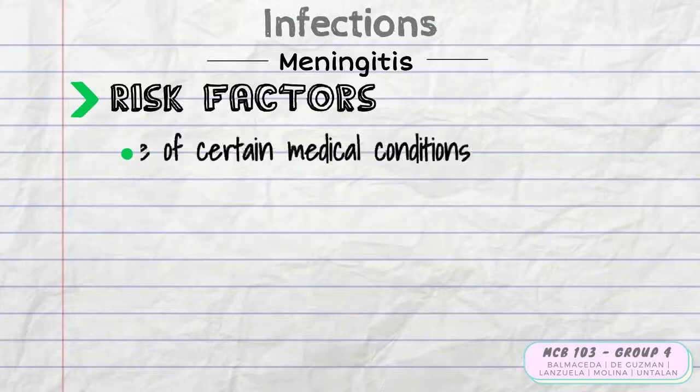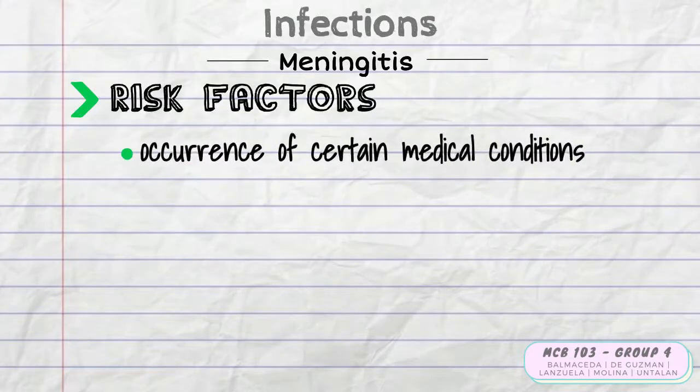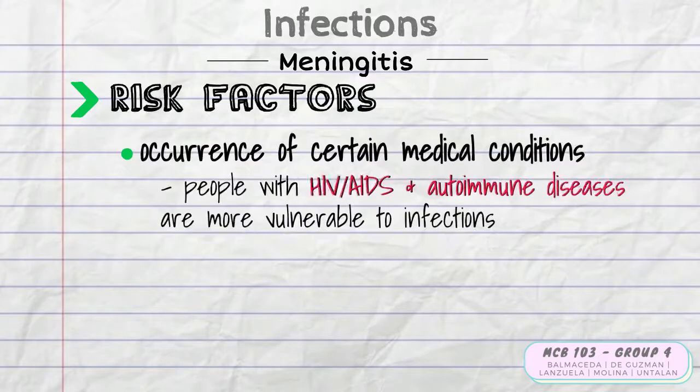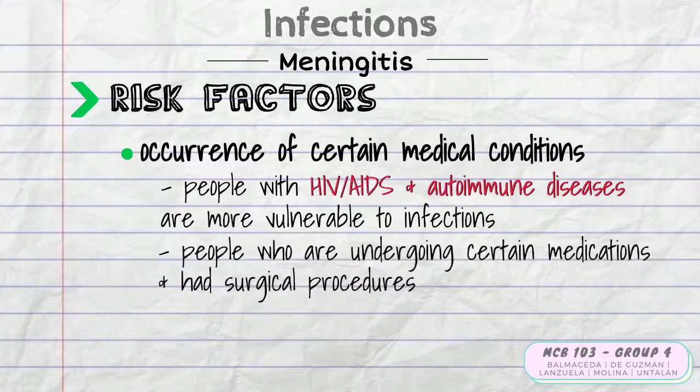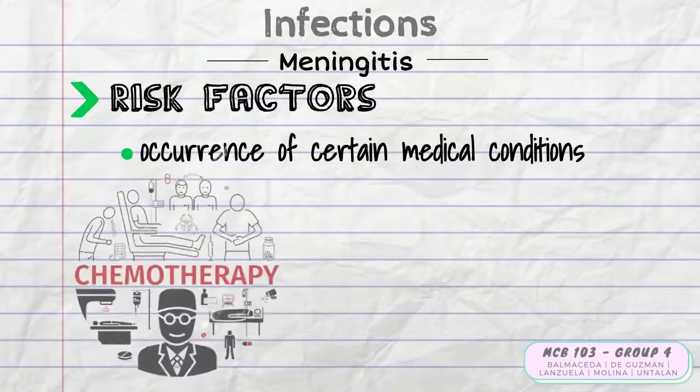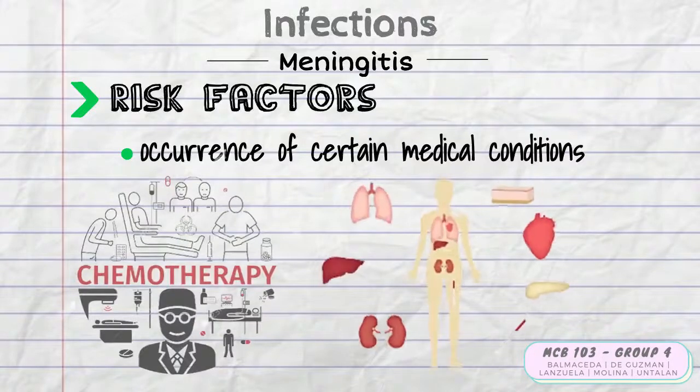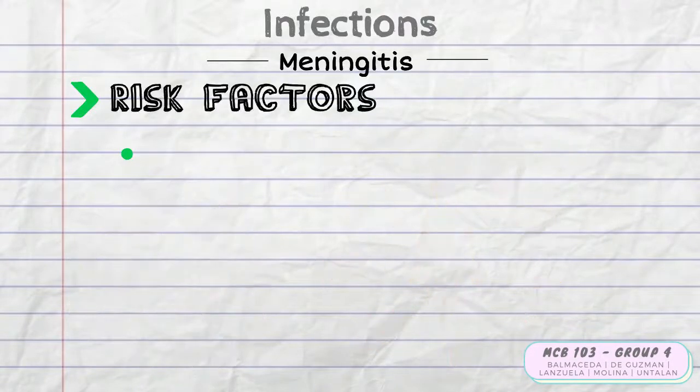Another risk factor is occurrence of certain medical conditions, most especially in individuals with compromised immunity. For instance, people with HIV or AIDS and autoimmune diseases are more vulnerable to infections. More, those who are undergoing certain medications and had surgical procedures can also increase risk of having meningitis. Examples of these are individuals having chemotherapy and those that had their organ or bone marrow transplants.